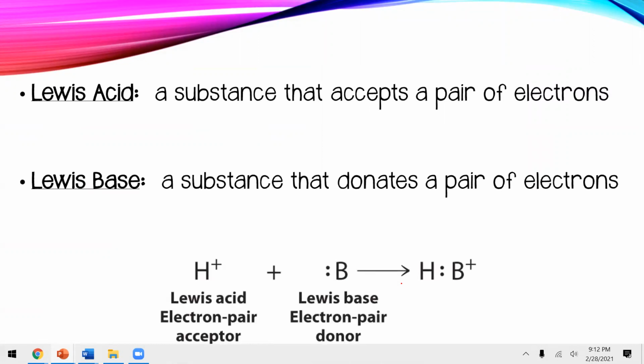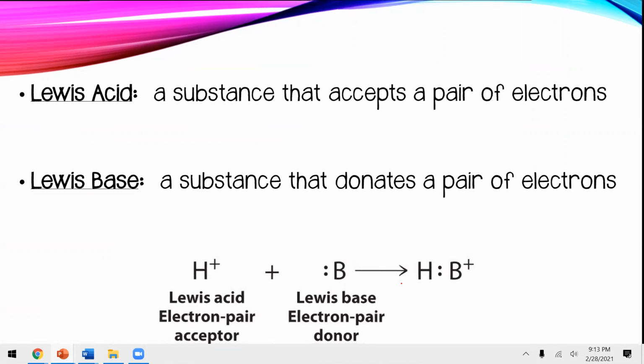A Lewis acid basically accepts a pair of electrons, and a Lewis base donates. So you have a Lewis acid accepting electrons and a Lewis base donating. That's all you really need to know about that.